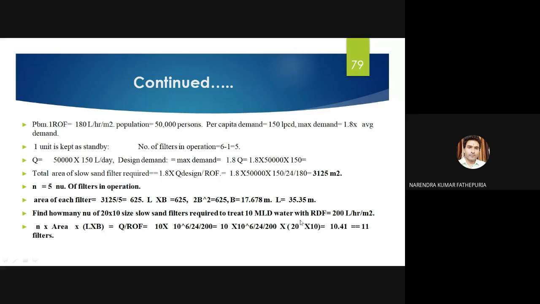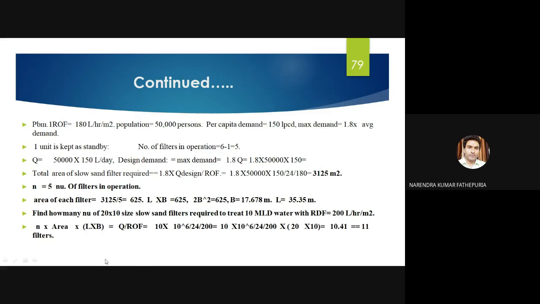Size of slow sand filters required to treat 10 MLD water with ROF. If there is 10 MLD water that needs to be treated, how much MLD do they get? You solve it to 7.5. This is another question. Find how many number of 20 by 10 size slow sand filters are required to treat 10 MLD water with the rate of filtration, or ROF, of 200 liter per hour per meter square.